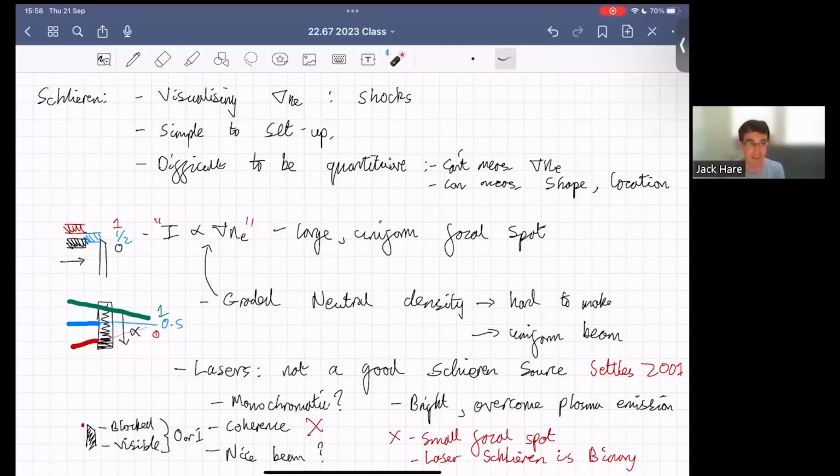So Schlieren is a lovely technique for plasmas. It's very limited. It's obviously useful when you have shocks, so you need to be having fast-moving plasmas. And so this is not really a technique that we would normally use inside, say, a tokamak or a magnetically confined device, but it is very good when you have larger densities.